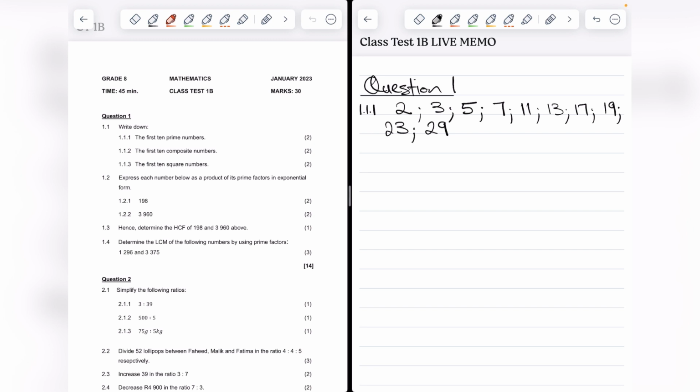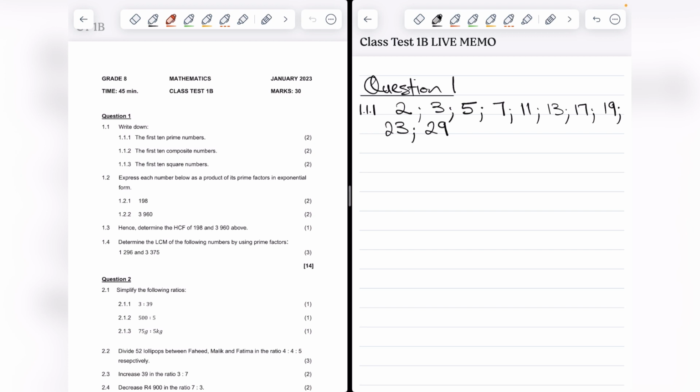And again, you need to memorize these. You should know the first 20 prime numbers at least by heart. Prime numbers are natural numbers that have only two factors, and those factors are, of course, itself and the number 1.